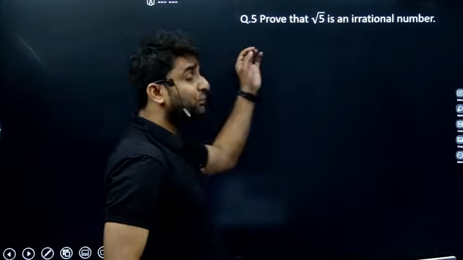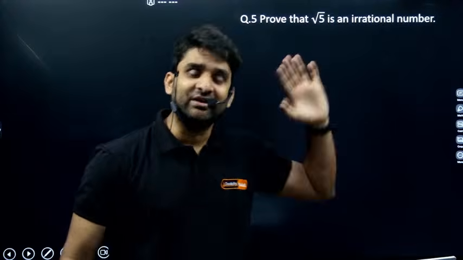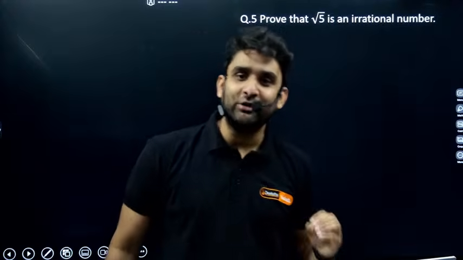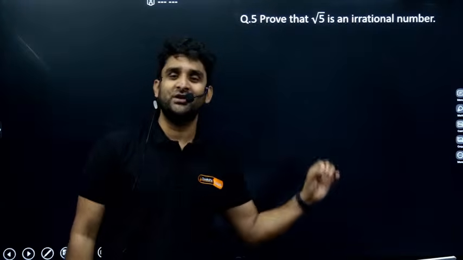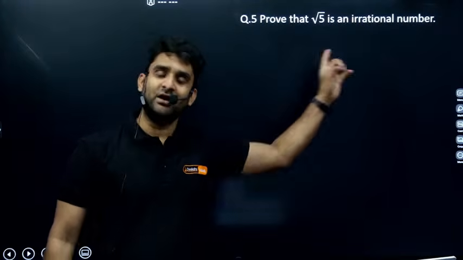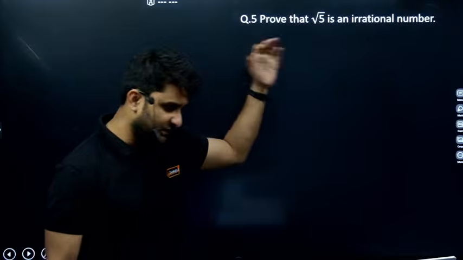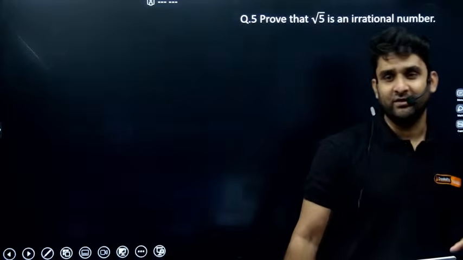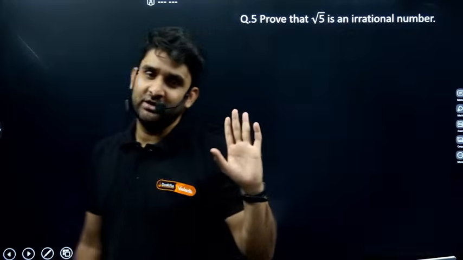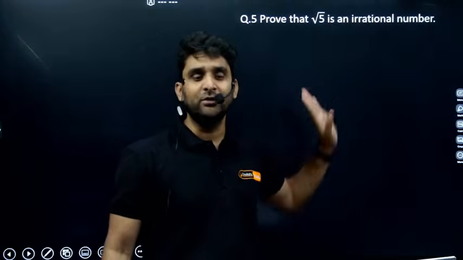Question number 5. Prove that root 5 is an irrational number. This is the most common question. Every maths teacher solves this question in their school or institute anywhere. It is really a very common question, and most probably this question will come in your half-yearly exam.